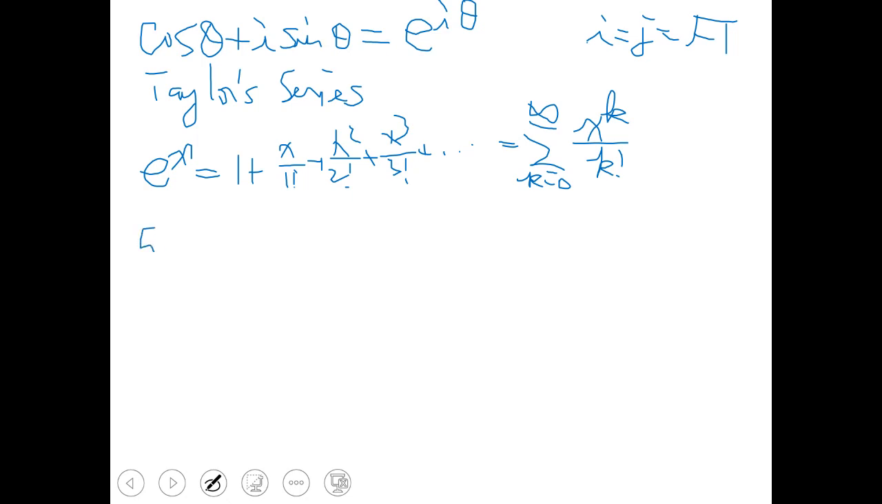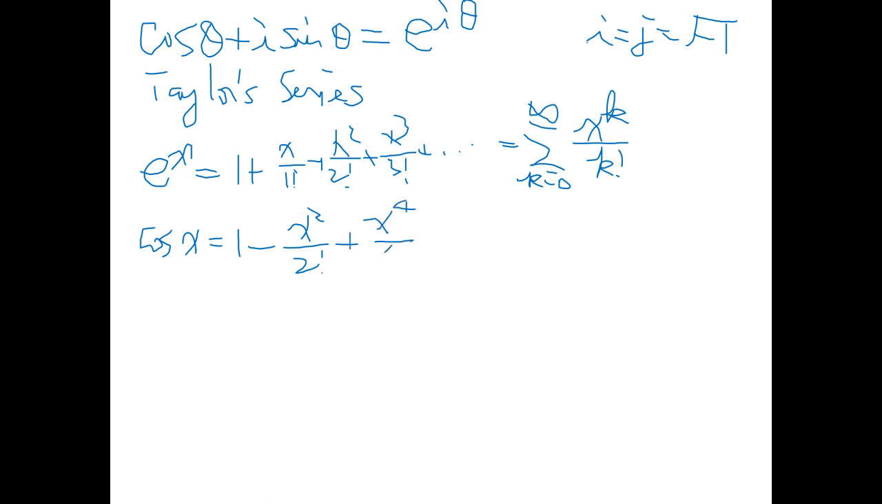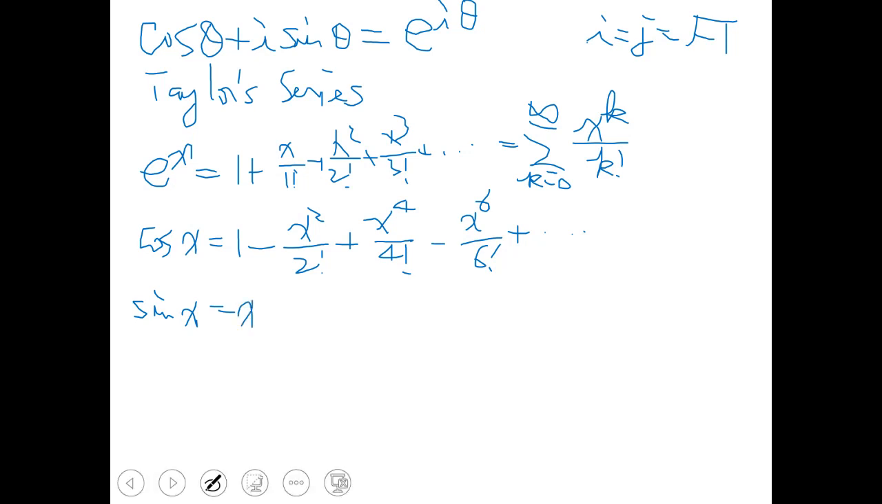You also have cosine x is 1 minus x squared over 2 factorial plus x to the 4th power over 4 factorial minus x to the 6th power over 6 factorial plus dot dot dot to infinity. And sine x is x minus x cubed over 3 factorial plus x to the 5th power over 5 factorial minus x to the 7th power over 7 factorial plus dot dot dot to infinity.